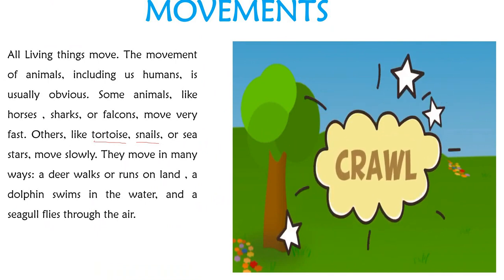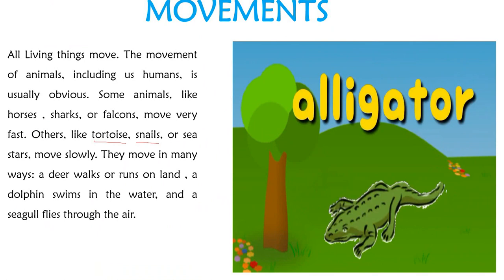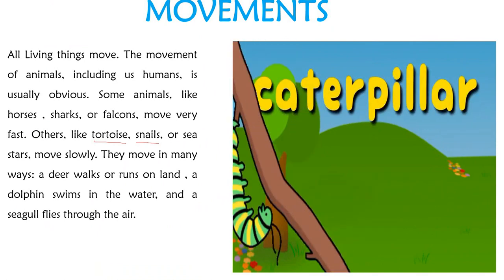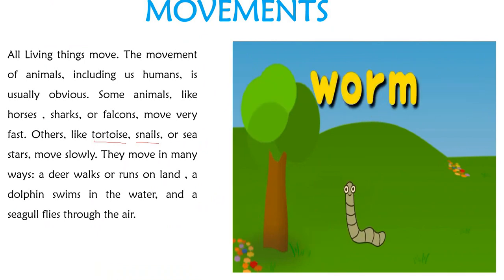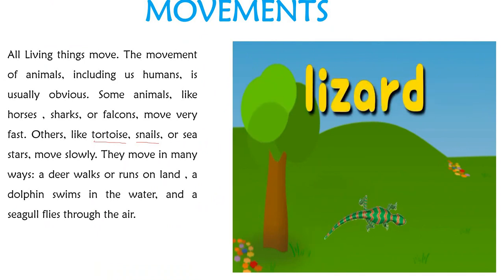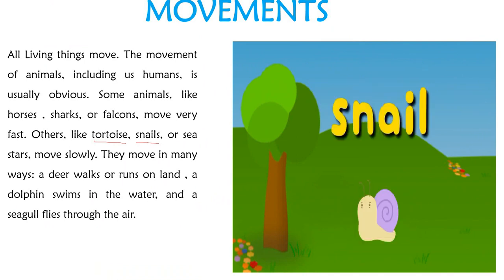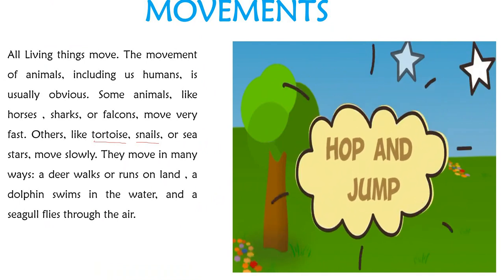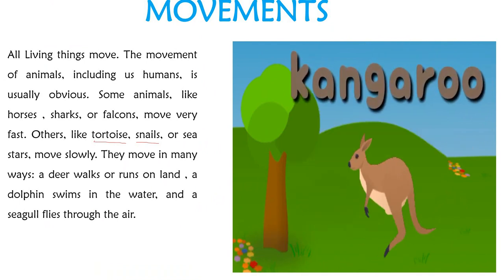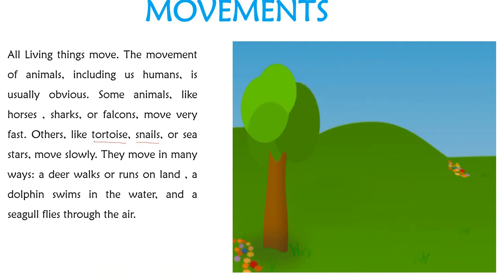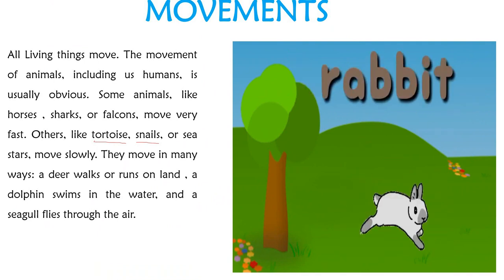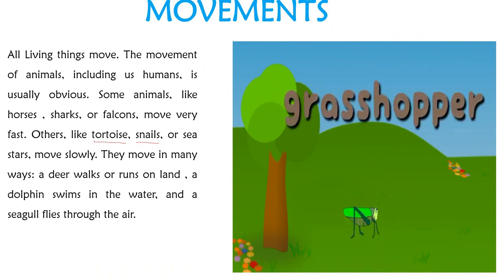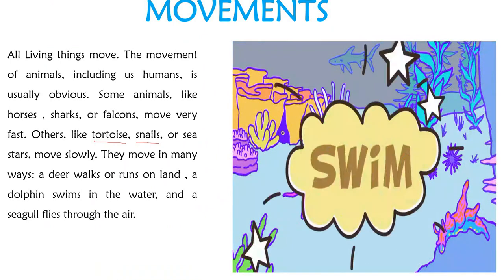Some animals crawl. See what the animals are? Alligator, crocodile. Caterpillar, it is crawling. Worms, earthworms and all, they crawl. See the lizard, it crawls on the wall. Snail slowly crawls. See here are animals that are hopping and jumping. Kangaroo. Rabbit hopping and jumping here and there. Frog hopping and jumping. Grasshopper.